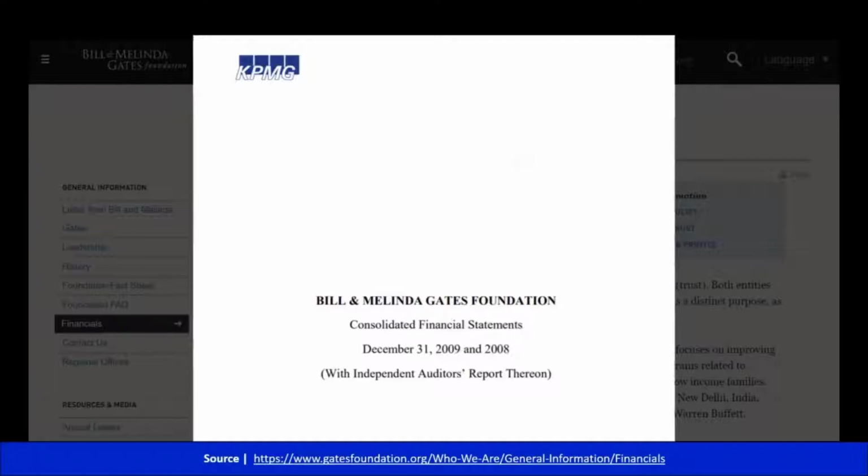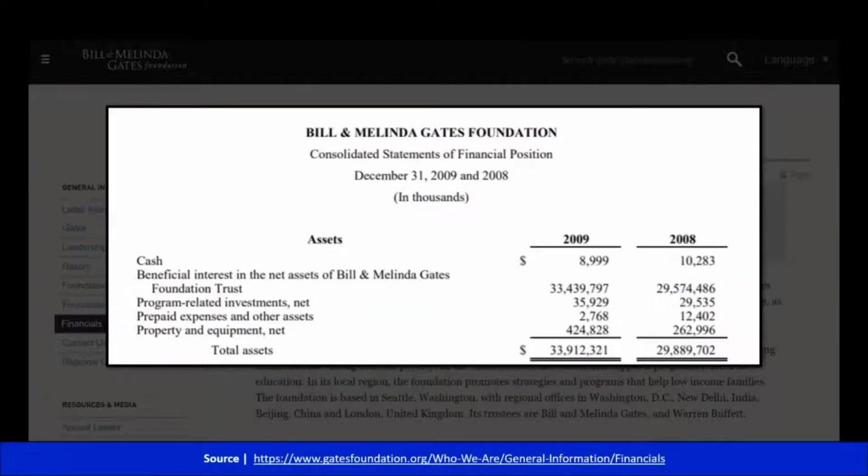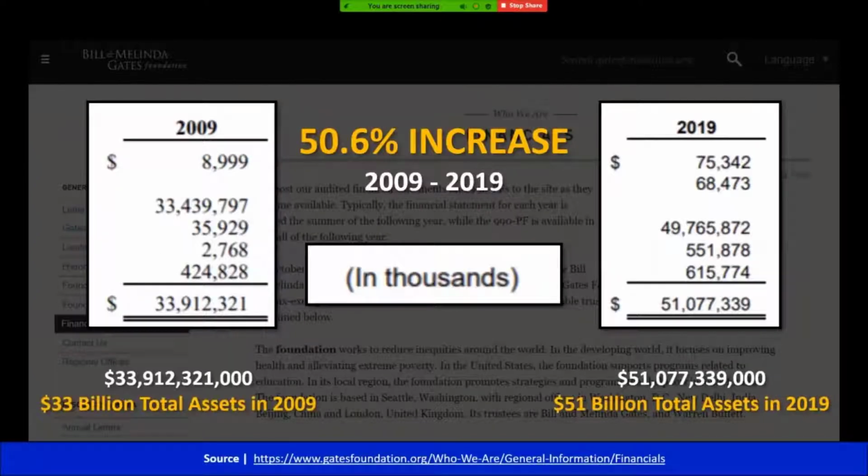So then we take a look at 2008 and 2009. We have 2008, 29 billion, almost 30 billion. And then 2009, 33 billion. So he seems to go up by $4 billion per year with his Bill and Melinda Gates Foundation, and this was going back to 2009. So if we compare 2009 to 2019, that's 10 years, he has made a 50.6% increase in the Bill and Melinda Gates Foundation, okay? Because he had 33 billion, and then he's up to 51 billion.